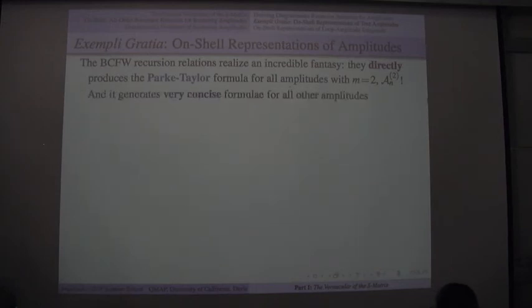Now, if we want to compute something that was actually known by this time, it gives very concise formulas for all the other things you could care about. So for example, for n equals 6, for 6 particles, m equals 3, we have to divide up these partitions so that the sum is 4.